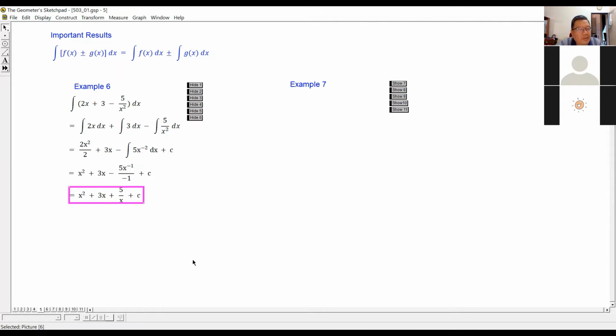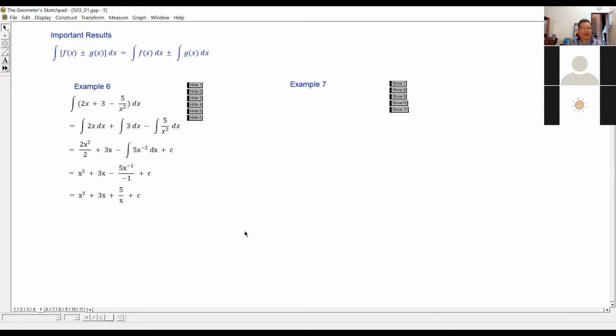Simplify some more. x squared plus 3x. The negative 1 multiplied with the negative 1 becomes positive. The 5 is at the top, it's not at the bottom. Then this x to the power negative 1 is at the bottom. So any question?